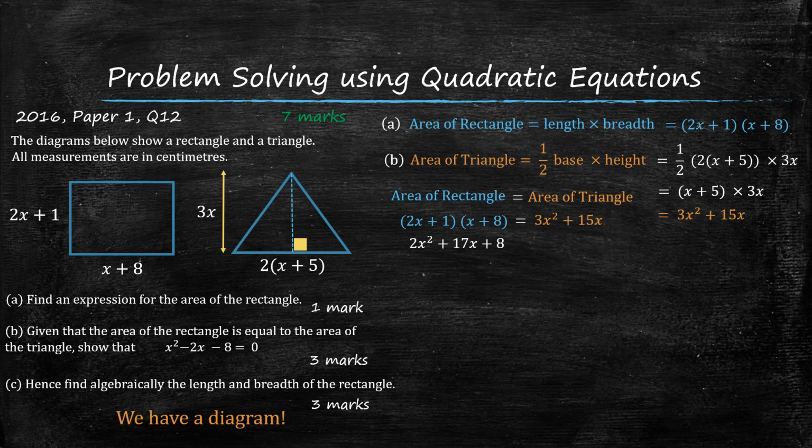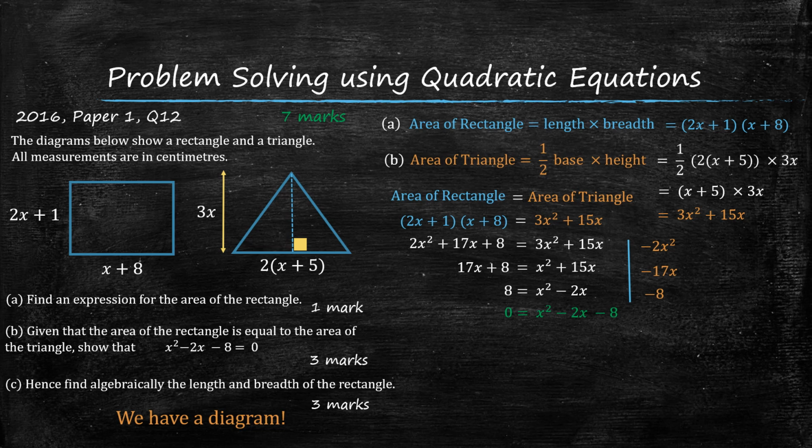So let's first multiply out our brackets on the left hand side. This gives us 2x squared plus 17x plus 8 equal to 3x squared plus 15x. Now let's use the balance method and try and get 0 on one side. So let's subtract 2x squared from both sides. This gives us 17x plus 8 equal to x squared plus 15x. Now let's subtract 17x. That gives us 8 equal to x squared minus 2x. And finally, let's subtract 8 to get 0 on one side. And that gives us 0 equals x squared minus 2x minus 8, which is what we've been asked to show.